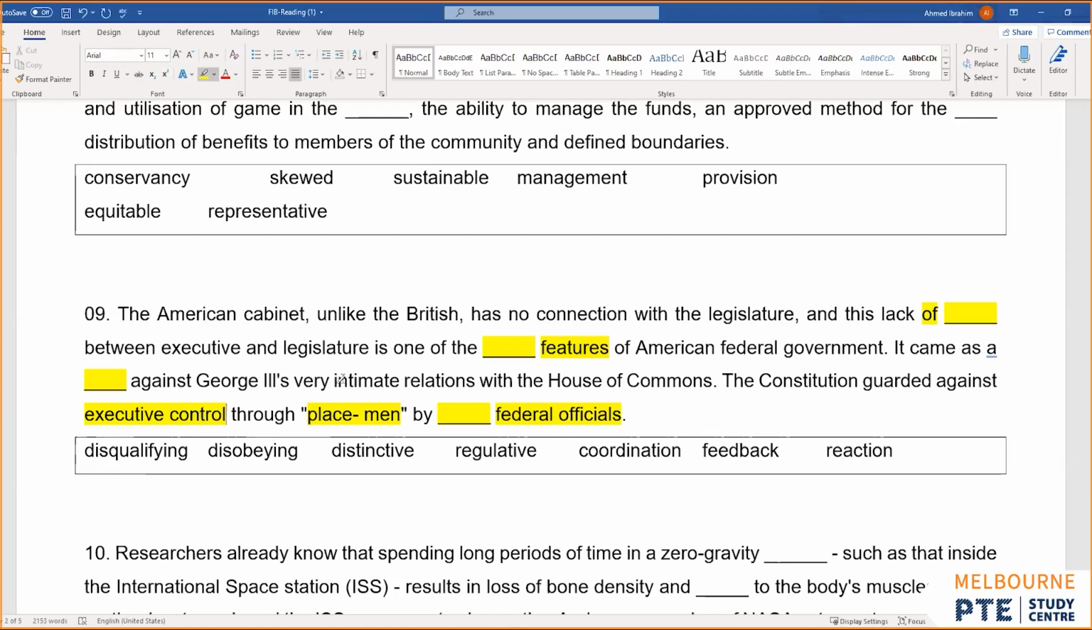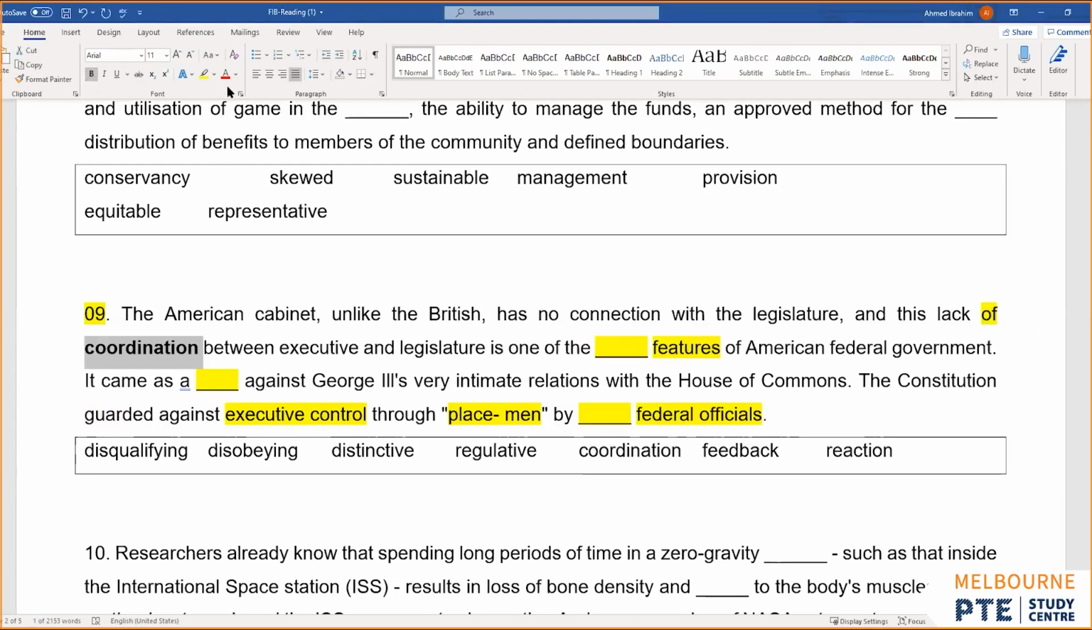Okay, guys, let's have a look at it. What does it say? The American cabinet, unlike the British, has no connection with the legislature, and this lack of dash between executive and legislature. What do you think should come here? Good. Okay. This lack of regulative? No, it will be coordination. Why? Because it is after of, I'm looking for a noun. So coordination.